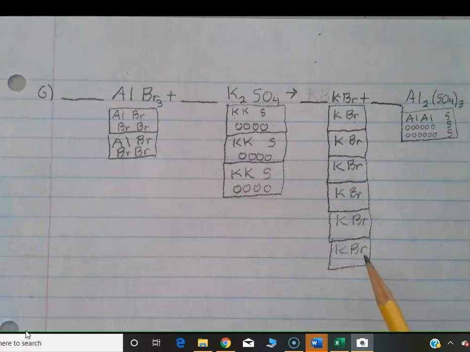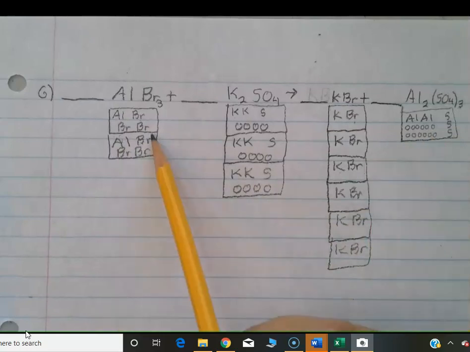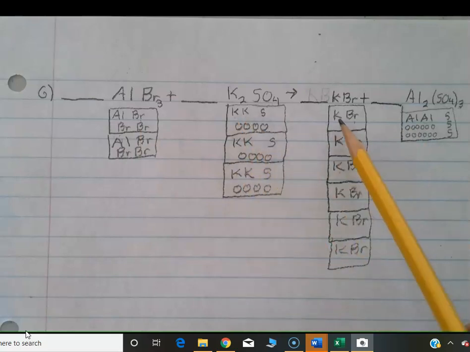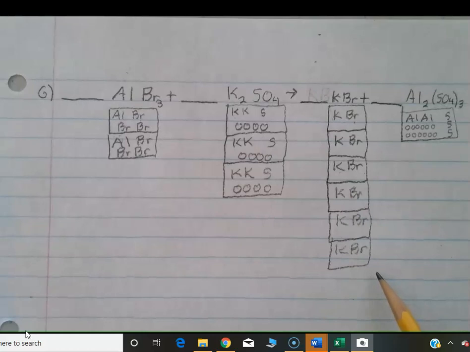Okay, so potassiums are in balance, so let's check. Aluminum, 2 of those, and over here 2 of those. Bromines, I have 6. I have 6. Potassiums, I have 1, 2, 3, 4, 5, 6. 1, 2, 3, 4, 5, 6. So now, how about sulfur? So sulfurs, I have 3. 1, 2, 3, and over here I have 1, 2, 3. Okay, now we're going to hold our breath and hope that oxygen's balanced. I have 12 oxygens over here. And here I have 1, 2, 3, 4, 5, 6, 7, 8, 9, 10, 11, 12. They balance. Usually that happens, okay?